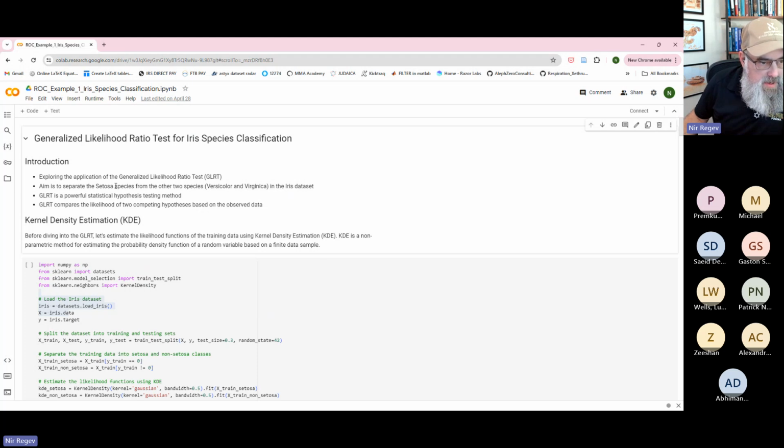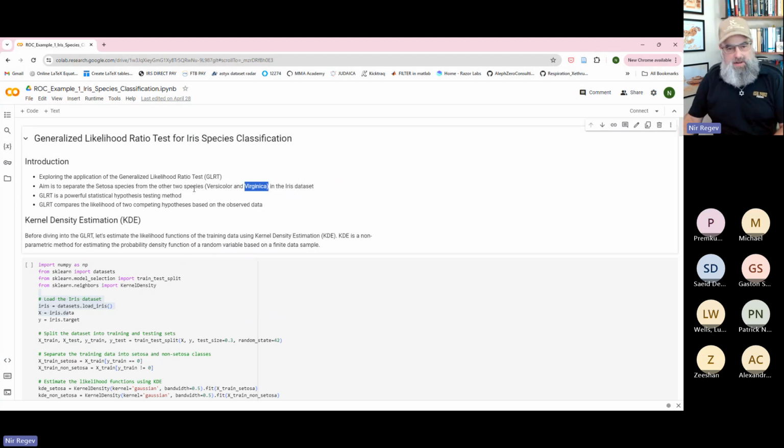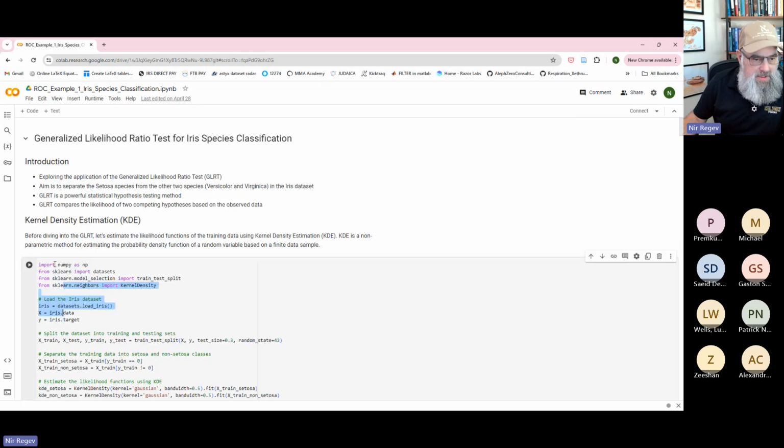Let's continue with it. So we are trying to separate the Setosa from the other two species, namely the versicolor and the virginica. This is the first part of this demo. In the second part, which will be more interesting, we'll try to separate between these two, the versicolor and the virginica species. So we are going to use what we call a GLRT, generalized likelihood ratio test. It's a powerful statistical hypothesis testing method or a classification method. It compares the likelihood of the two competing hypotheses based on the observed data.